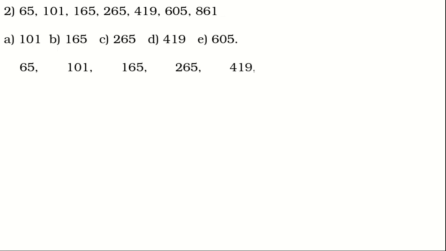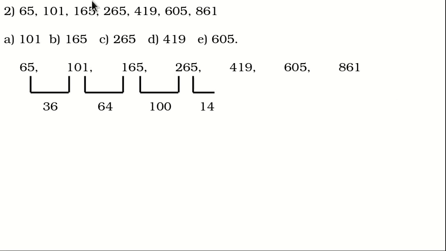Observe the given numbers carefully. Once you observe the given numbers, I want you to understand this one, as the given numbers are close to one another. 65 to 101, 101 to 165, as the given numbers are close to one another, your first trial should be finding the difference between two successive numbers in a series. So difference between 65 and 101 is 36. Difference between 101 and 165 is 64. Difference between these two numbers is 100.